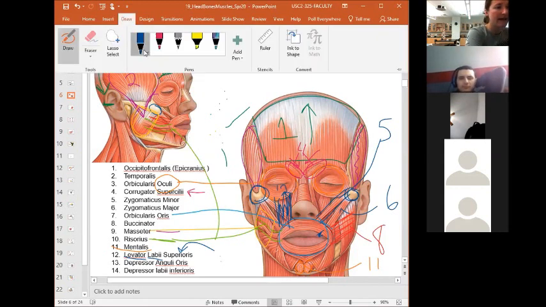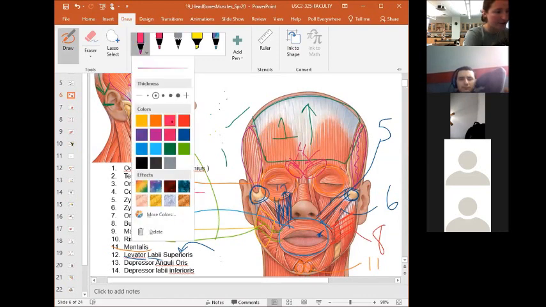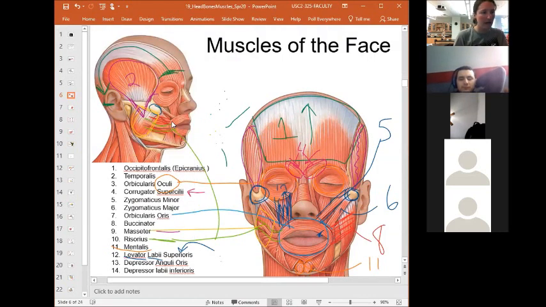Let's see, the antagonist to the zygomaticus major is the depressor anguli oris. And I think it's easiest to see over here. Up at the top, here we have the corner of the mouth as the insertion, and the origin is the bottom of the mandible. So I tell you that because the corner of the mouth is pulled down. So this is the depressor anguli oris. We depress, or we pull down, the angle, anguli oris, of the mouth. Again, where is it and what does it do is important for this exam.